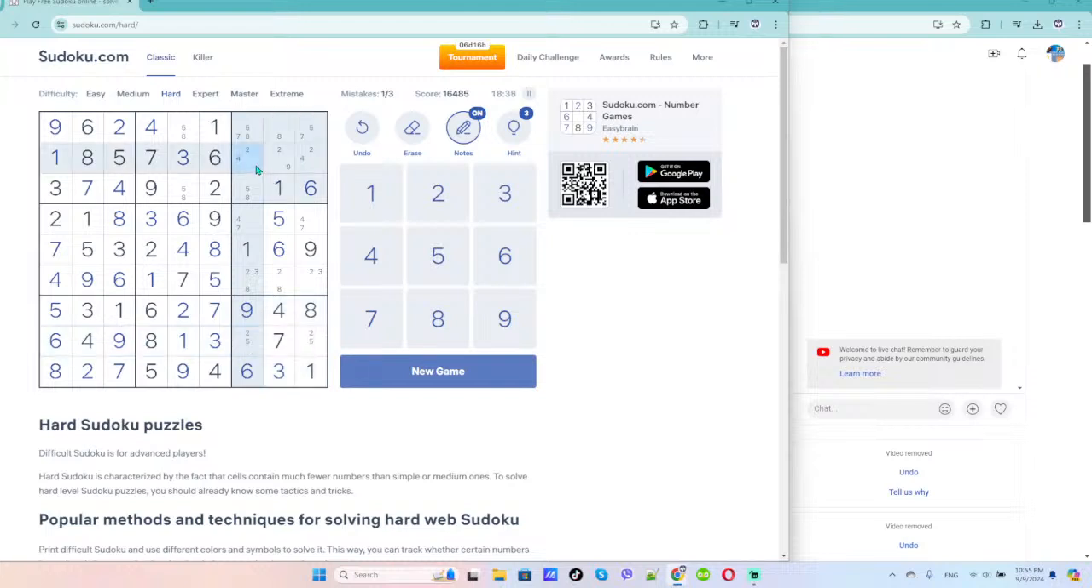A 2 can exist in all these cells, in all these cells. I cannot determine anything about number 2 for now, but I can see here that there is an X-wing pattern here with the 7s and also with the 4s, with number 4, with number 5, as I told you previously, 8.